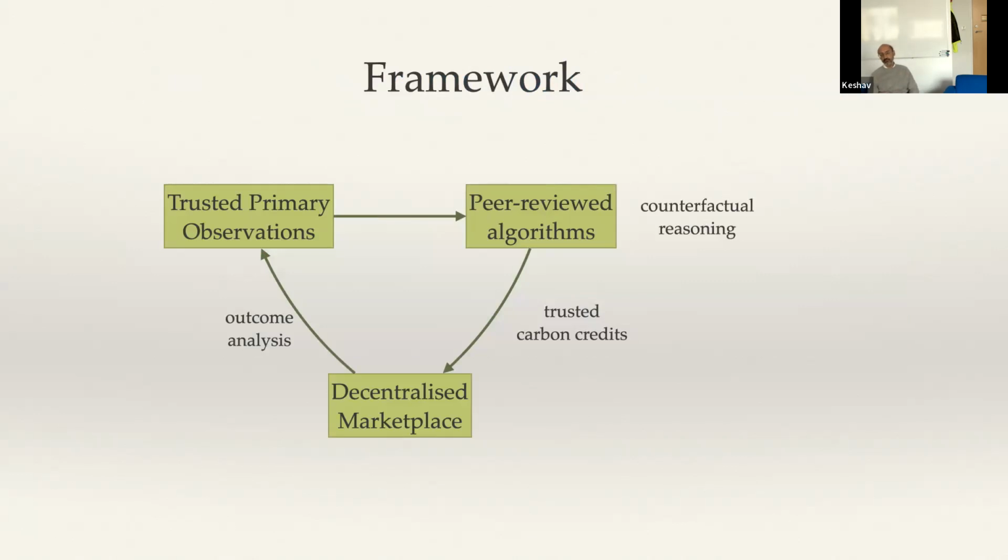This is in short what we're trying to do. We start with trusted primary observations. One of the biggest problems with nature-based solutions is that we need to trust somebody that something is happening, but we can actually observe the Earth from space. We can see it through satellites, through planes, through drones, things like that. So if you can take these trusted primary observations, can we use image analysis and artificial intelligence to come up with what we call counterfactual reasoning and algorithms, which have been peer-reviewed, so other people have proved the algorithms?